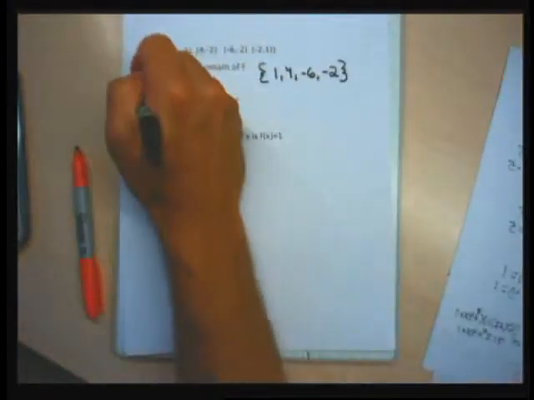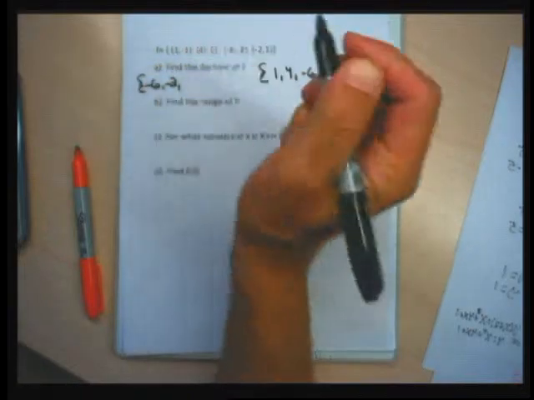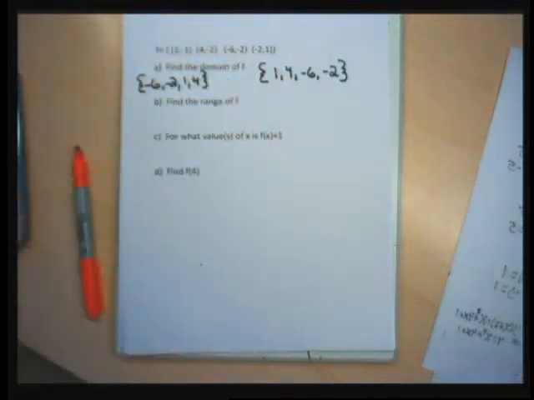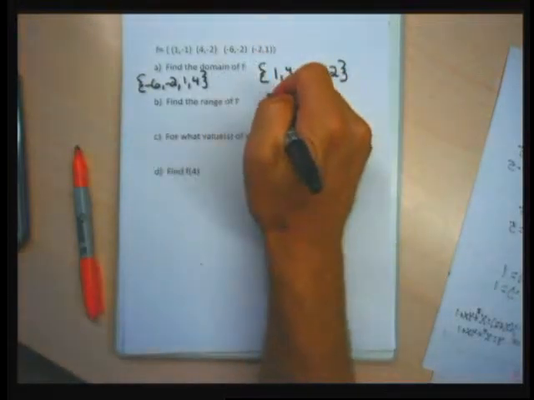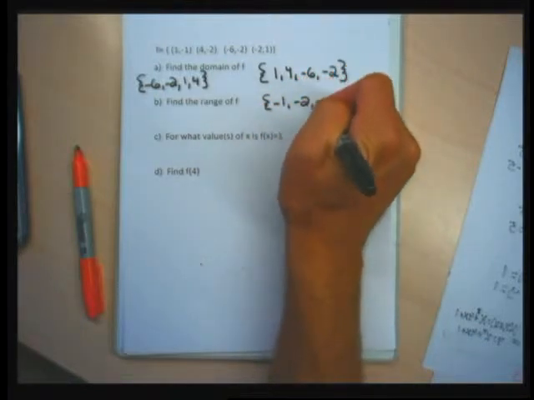So for part A, had you written the domain as -6, -2, 1, 4, because you like numbers going from smallest to largest, it's probably nicer to look at, but it doesn't make it more or less correct. To do the range of this function, because it's written as a set of points, the range is just the y coordinates of each of the points.